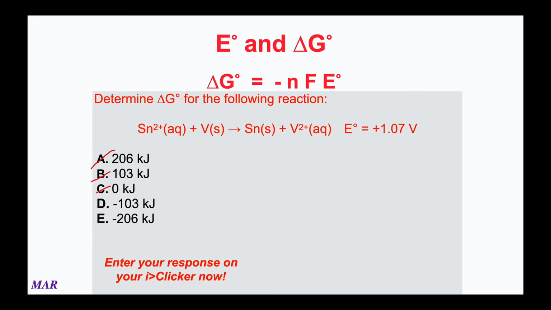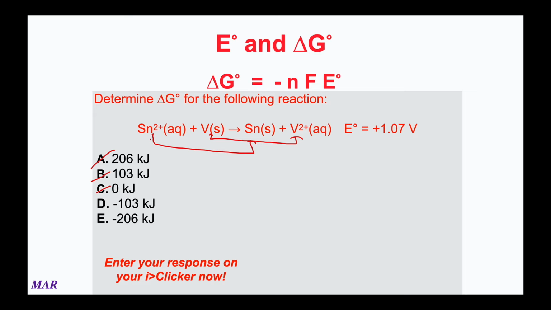Faraday, 96,485, no problem. N is the moles of electrons transferred. And you can look at either reactants or products like we talked about briefly earlier. I'm going to look at the tin here. Tin is going from a positive 2 to a 0. That means that 2 moles of electrons are transferred per mole of tin 2 plus. You can also look from the vanadium's perspective. V is going from a 0 to a positive 2. That means vanadium is losing 2 electrons.